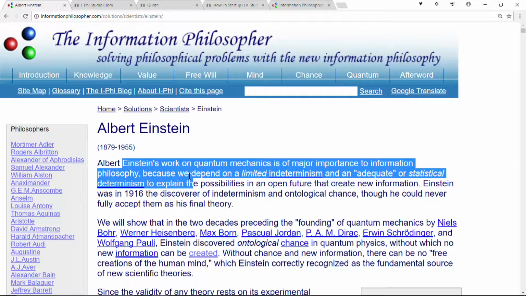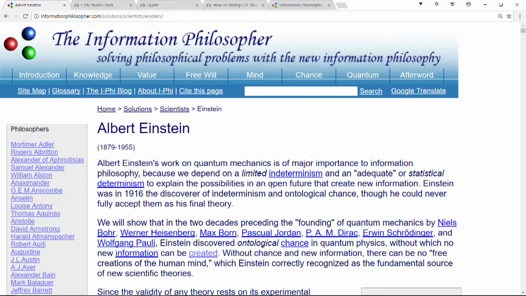Because information philosophy depends on the concept of some limited indeterminism in the world. Not that the world is chance ridden or randomness everywhere, but there is a randomness, a chance, or an indeterminism down at the microscopic level. And one of the goals I'm hoping to do is to introduce it into our brains, giving us a random element that I believe contributes to our creative ability.